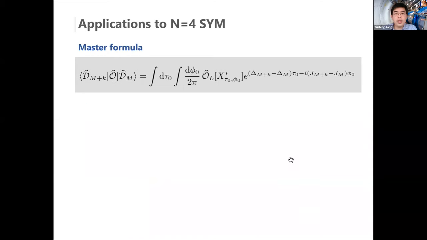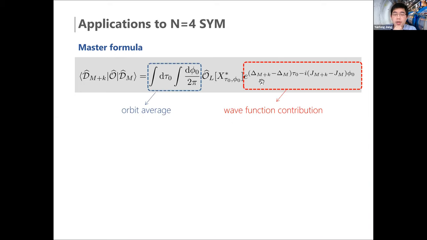So taking into account these two effects, we have our master formula, which is the prescription for us to do the computation. We see that this part, which is the difference of dimension and the difference of R charge, is the wave function contribution. And then we have these two additional integrals over tau zero and phi zero. So this is the orbit average. And now if we know this part, this O hat, then we can compute.